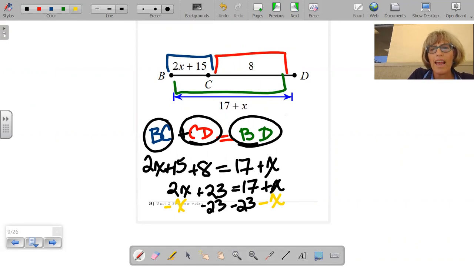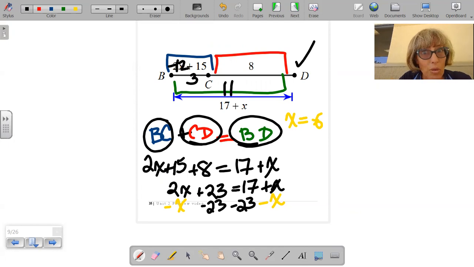And you should have gotten X equals, and you go 23 to 17, that's going to be -6. You're like, wait a minute, negative? Really? Let's see if it works. So 17 minus 6 is going to be 11. 2 times -6 is going to make this -12, which makes this 3, and 3 plus 8, check, is 11. So negative was the correct answer.